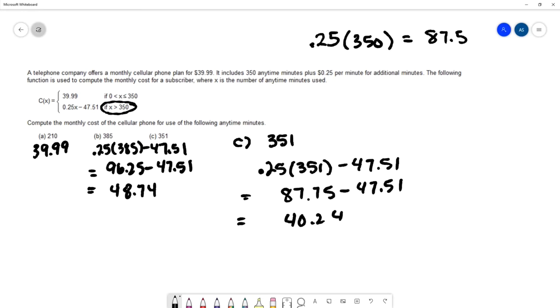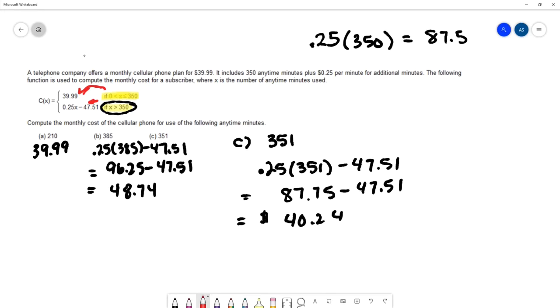40.24. Okay, let me do that one more time. So we would pay $40.24. Okay, that makes sense. $40.24 if we have 351 minutes. So when you're solving a problem like this, this is using a piecewise function, and these are the rules or the conditions that tell you when to use each equation.